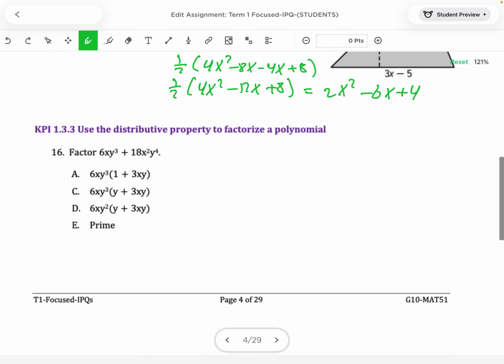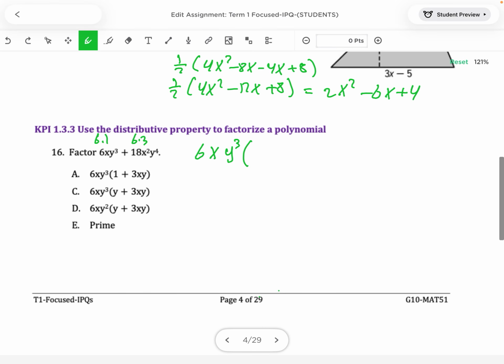Use the distributive property to factor. In this question you can either multiply the answers by each other to see which one gives you the question, or you check what is the common factor. Now we know that 6 is 6 times 1, and 18 is 6 times 3. So the GCF is 6, and between the variables I will take the least power. Between the x's, it is x; between the y's, it is y to the power 3.